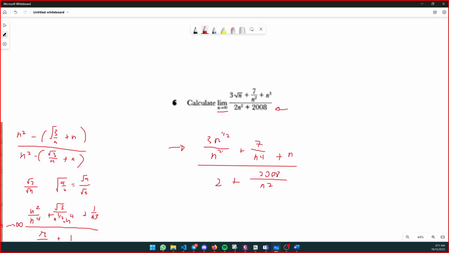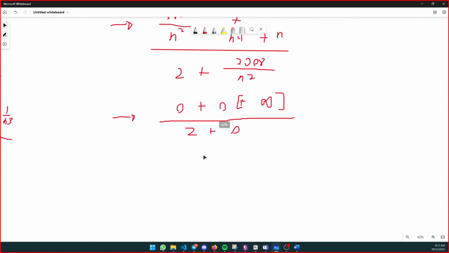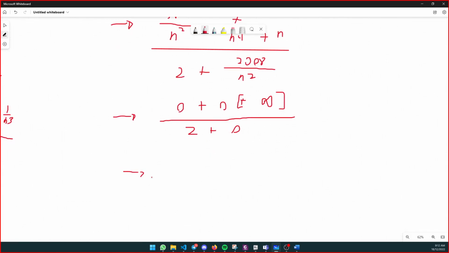This thing here will give you 0 as n goes to infinity. This will give me 0, and then here will give me infinity. Then it's over 2 plus 0. Here you have to mention it as positive infinity. This is an important bit: if it's minus n, then it's negative infinity. So this is positive infinity over 2, which does nothing because infinity divided by 2 is still infinity, so your final answer will be positive infinity.